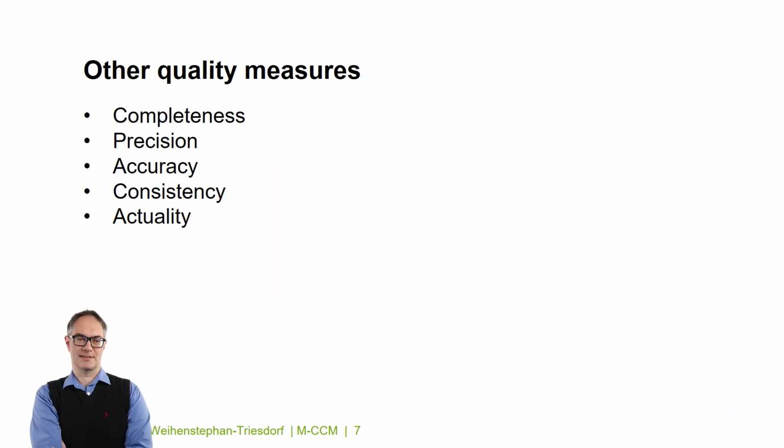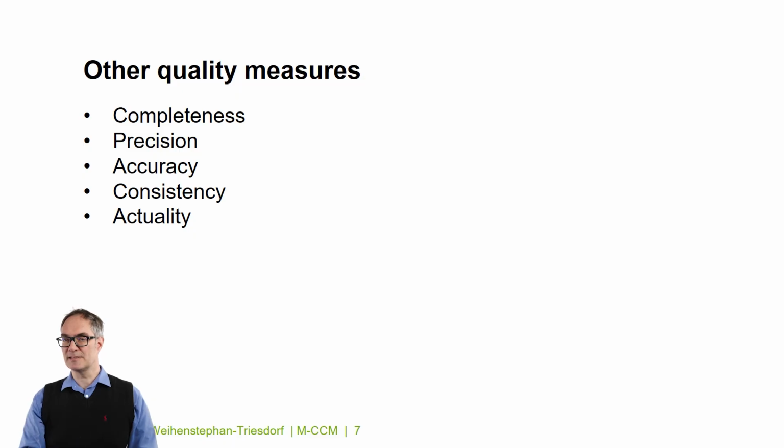Other quality measures. First of all, completeness. Ask yourself, is the database overall complete, or are there gaps in our database? Secondly, the precision, for example, the precision of the surveying tool that was used to collect this data. Third, accuracy. How accurate was my measurement? Is the data consistent? And last not least, is it actual? Like, is it up to date?